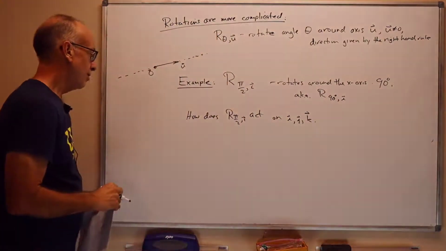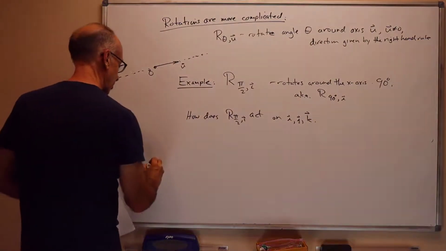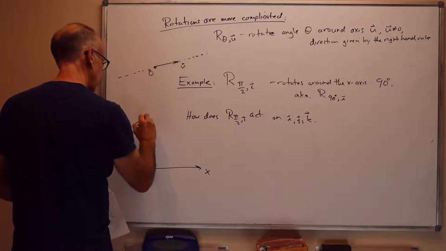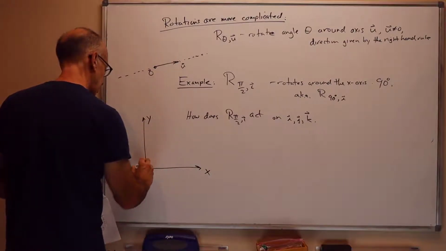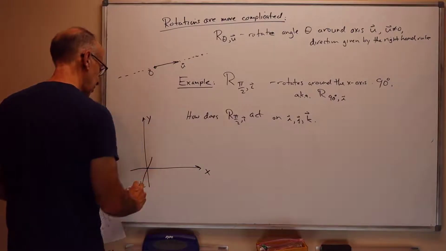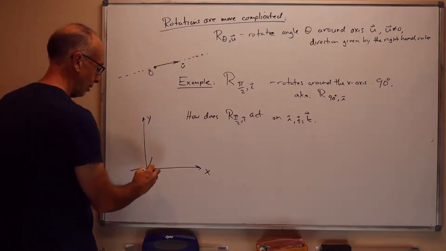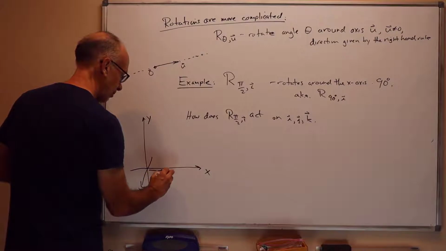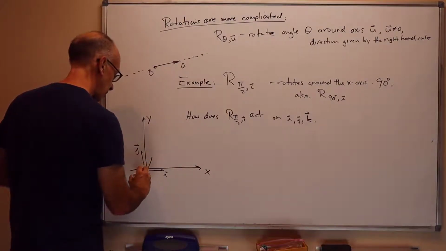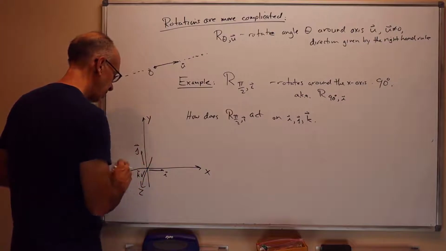Okay, so let's think about this. It's not that hard to visualize because it's a very simple rotation. Here's my x-axis. Here's the y-axis. Here's the z-axis. The i vector is pointing along the x-axis, j is pointing along the y-axis, k is pointing along the z-axis.